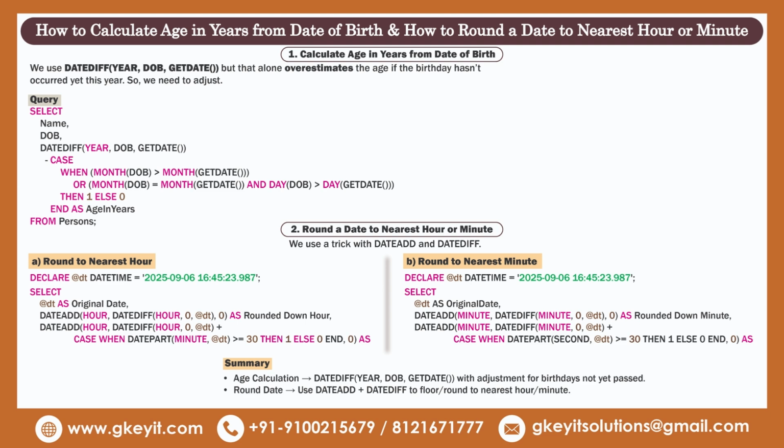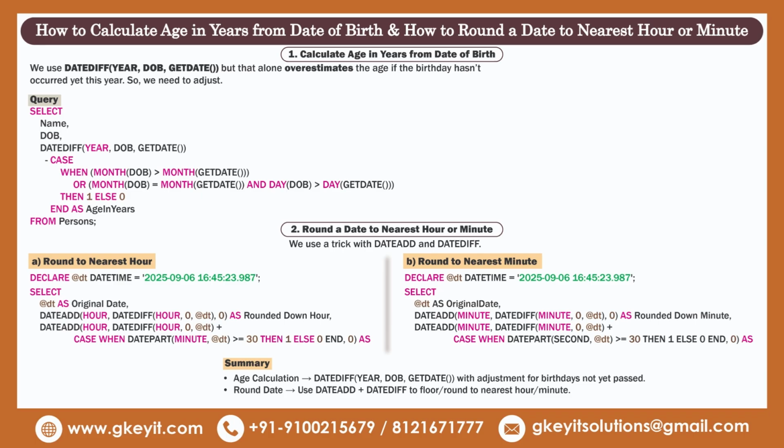First we'll see how to calculate age in years from date of birth. We use DATEDIFF year, date of birth, GETDATE, but that alone overestimates the age if the birthday hasn't occurred yet this year. So we need to adjust, and we have to see the below query.